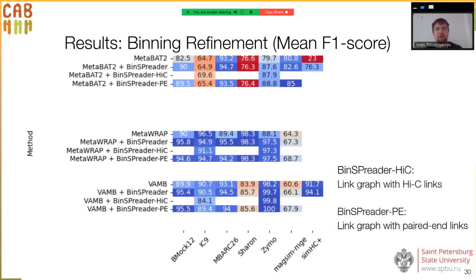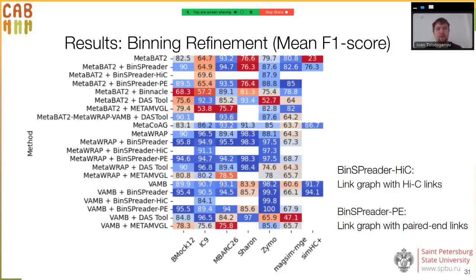there usually is a small increase in F1 score, and for the other refiners, Binnacle, DASTool, MetaNGVL, and MetaCog, which functions as a standalone binner, they usually show smaller mean F1 score than BinSPreader, with the exception of DASTool on the IC9 sample. The possible reason is that IC9 assembly graph is very sparse, so it does not contribute much information for the refining, and since DASTool is a consensus-based binner and not a graph-based binner, it might perform better on sparse graph datasets.